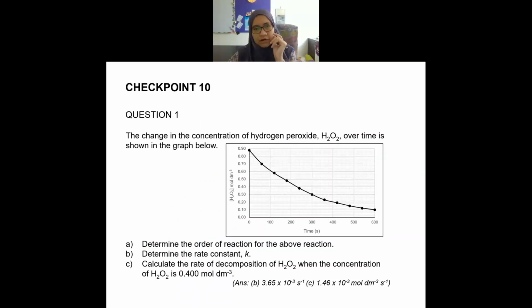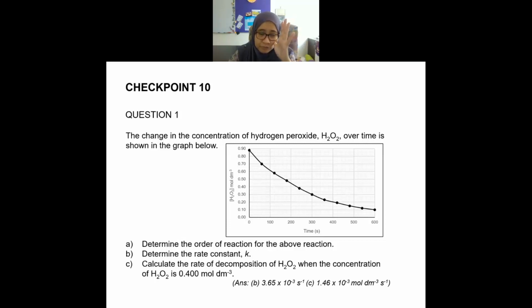Checkpoint number 10. The change in the concentration of hydrogen peroxide over time is shown in the graph below. Oh, yang ni. So dia dah bagi graph is given to you. And then dia bagi dalam bentuk kata graph ni. Memang betul-betul you kena guna plot the given lah. Besarkan sikit so that dia enhance. Okay, determine the order of reaction for the above reaction.